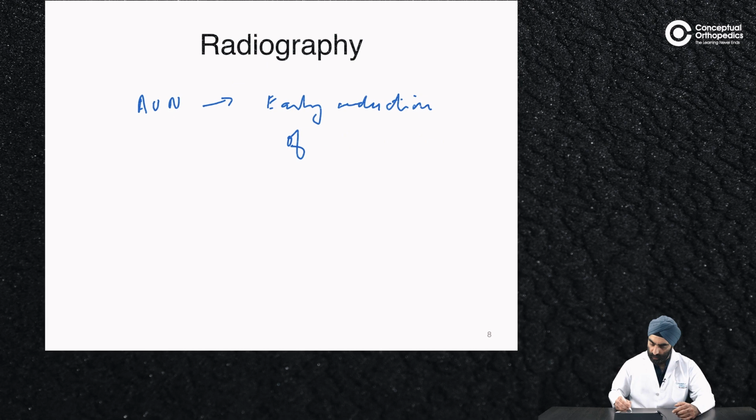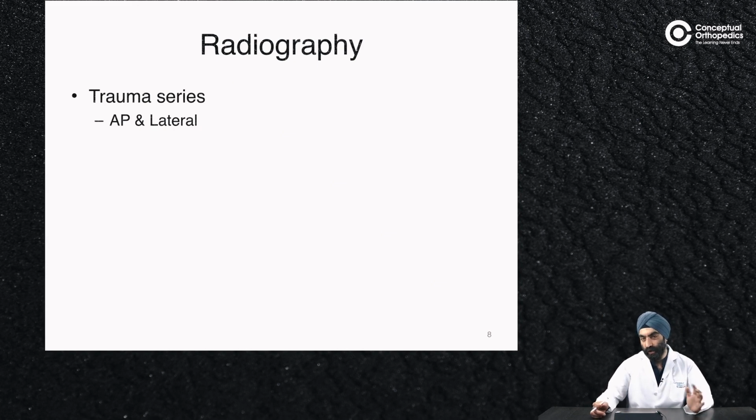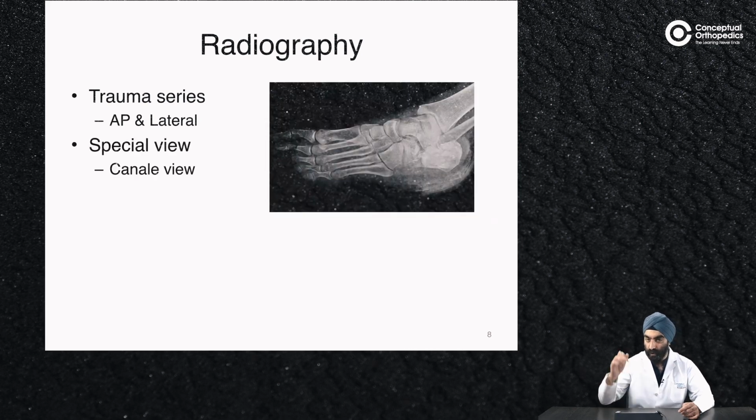So let's delete all this, and then we go to radiography. So what are we looking for in radiography? We do the normal AP and lateral series, in which you have the ankle AP and lateral, and then you get a foot AP and oblique views, and then there is a special view which is called the canal view. This is really a view which you can see on the right side is the canal view.